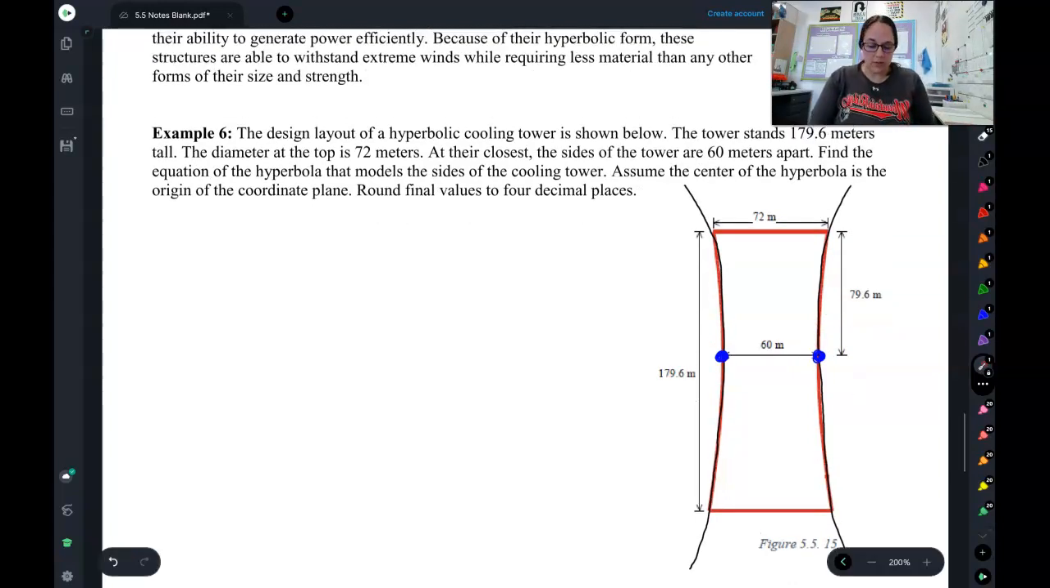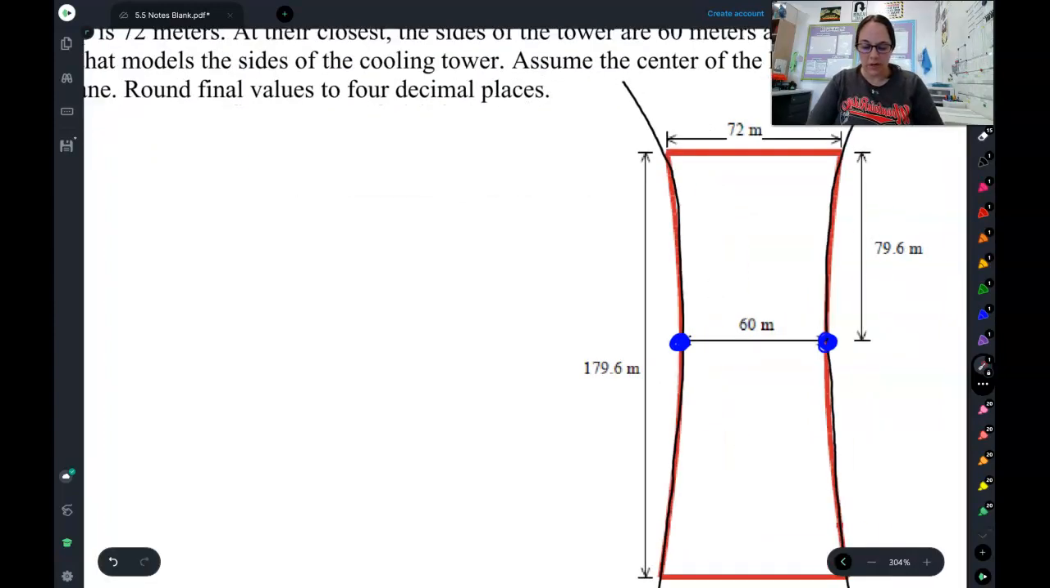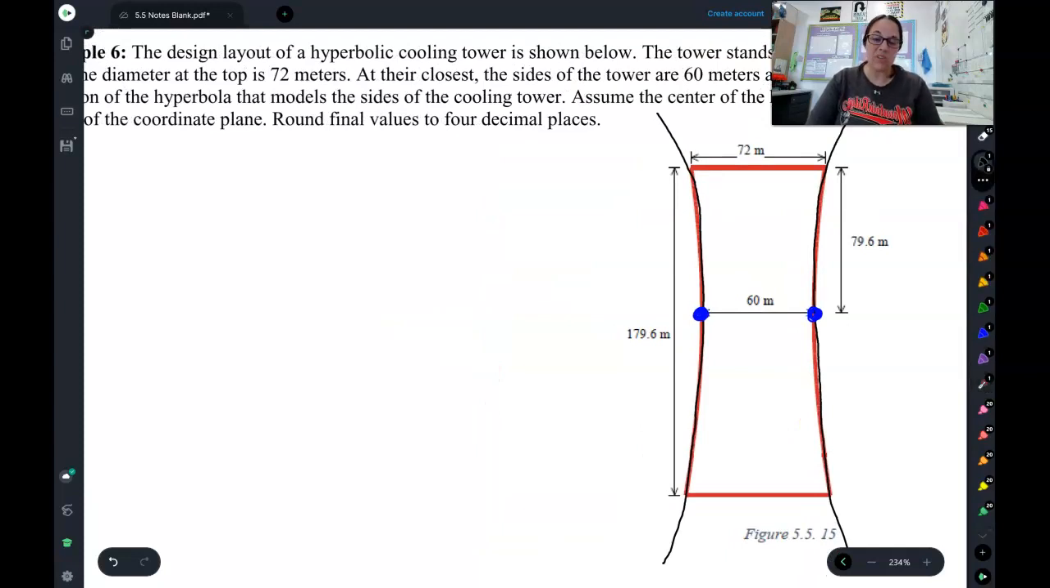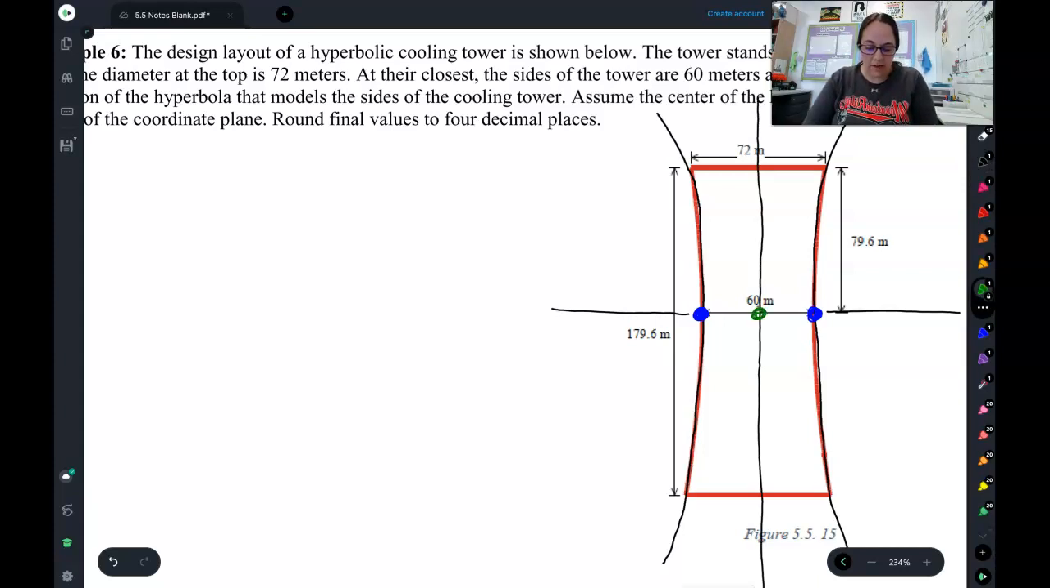Now what we're going to do, let's see, read the instructions. Find the equation of the hyperbola that models the sides of this cooling tower. So first thing we need to do is take our cooling tower and give it a coordinate grid. So here's what I'm going to do. I'm going to make this my x-axis, and I'm going to make straight down the center my y-axis. The reason I'm going to do that is so the origin is my center, so I can use my center of 0, 0.